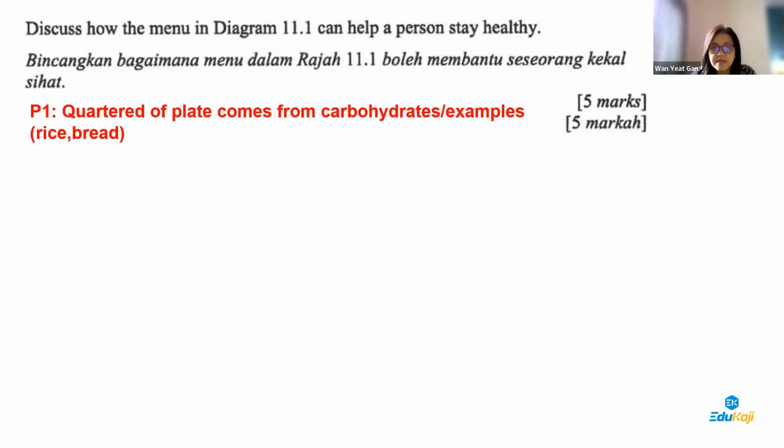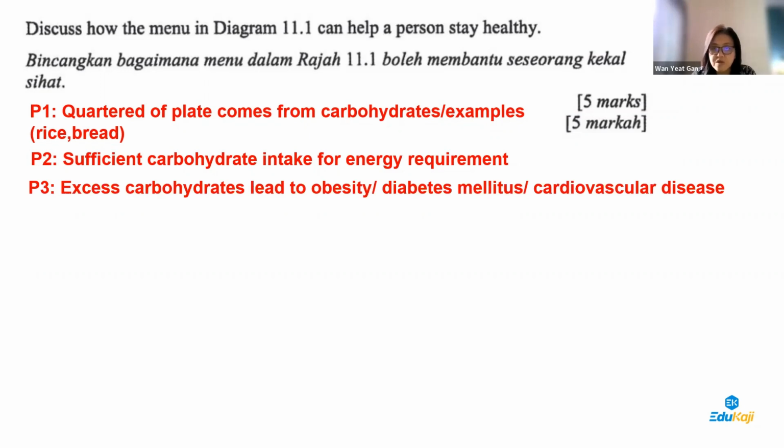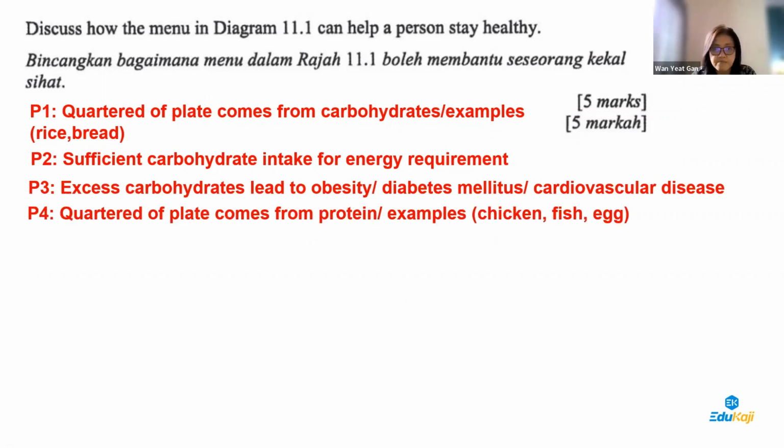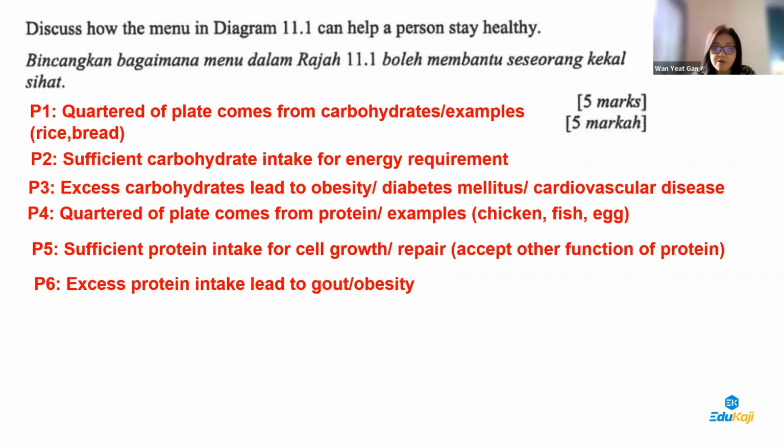Okay, first of all, the quarter plate comes from carbohydrate, example, rice or bread. Now, rice or bread provide sufficient carbohydrate for energy requirement. However, if you don't follow the quarter, quarter, half, you eat excess of carbohydrate, it may lead to obesity, diabetes mellitus, or cardiovascular diseases. Next, the other quarter of the plate comes from protein in the form of chicken, fish, or egg. Sufficient protein intake is important for cell growth and repair. However, if you take excess protein, it may lead to obesity or even gout.